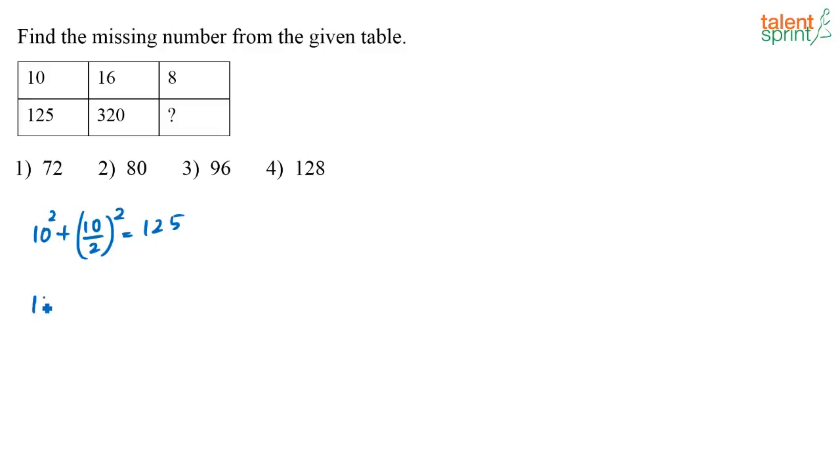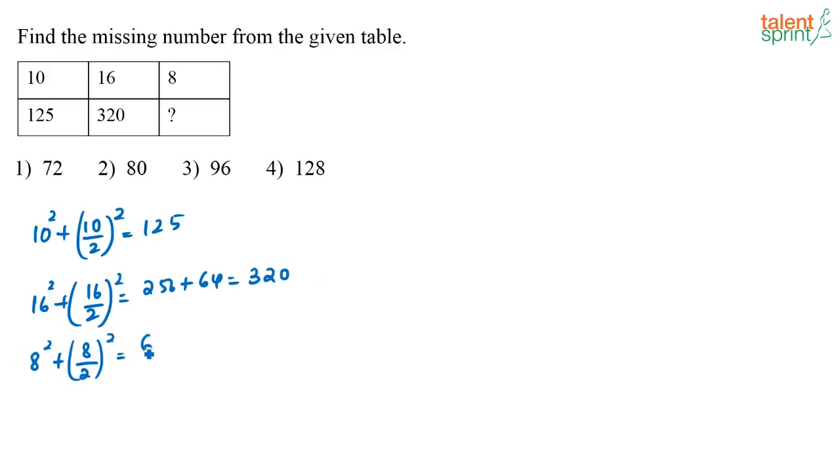Similarly, how will you get 320? 16 squared plus 16 by 2 the whole square, which is equal to 256 plus 8 squared, that is 64, which is equal to 320. So similarly, what will be the next one? 8 squared plus 8 by 2 the whole square, that is equal to 64 plus 16, which is equal to 80. So the correct answer is option 2, 80.